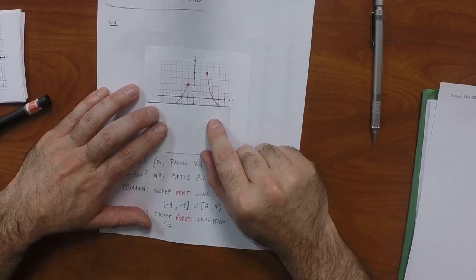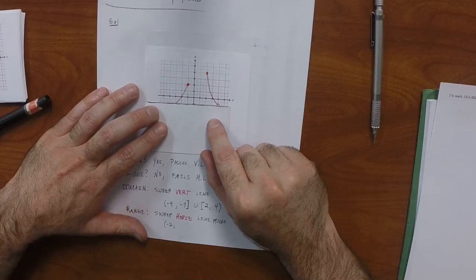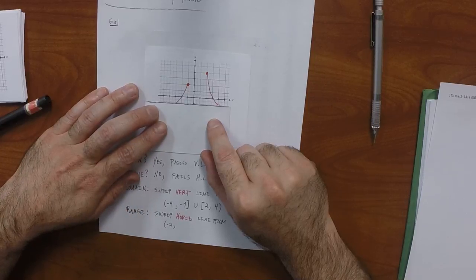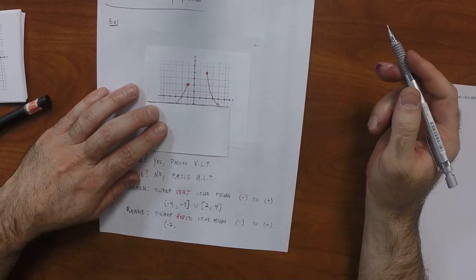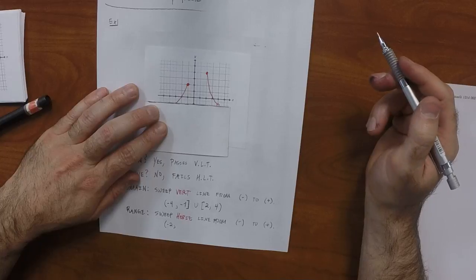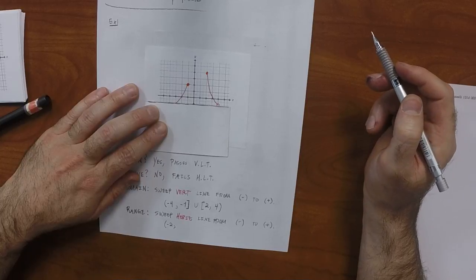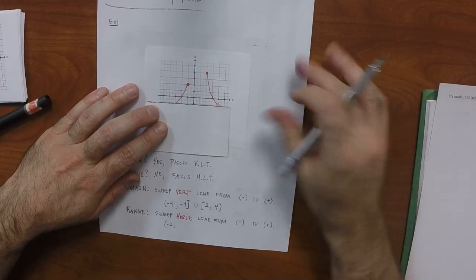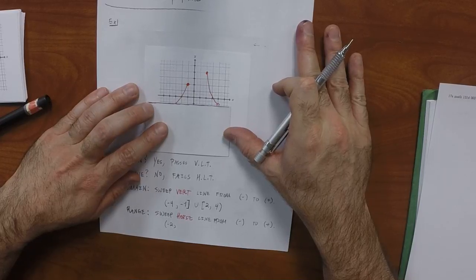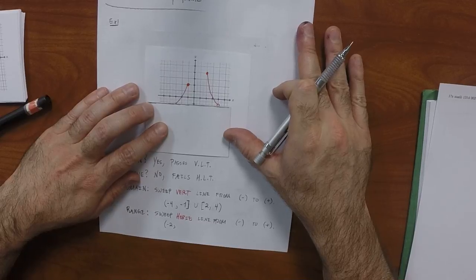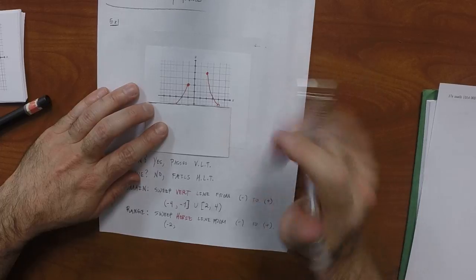Okay, that's negative 1. Is that in the range? I see yeses and I see noes. The question is can you get the function to output a negative 1? Alternatively, are there any intersections with this horizontal line? Yeah. Right there.